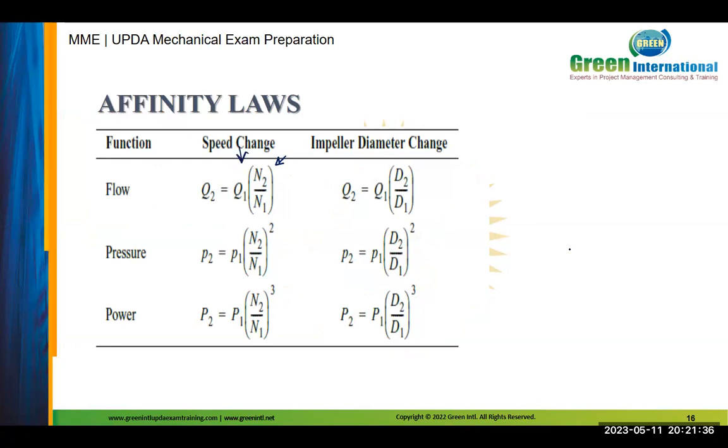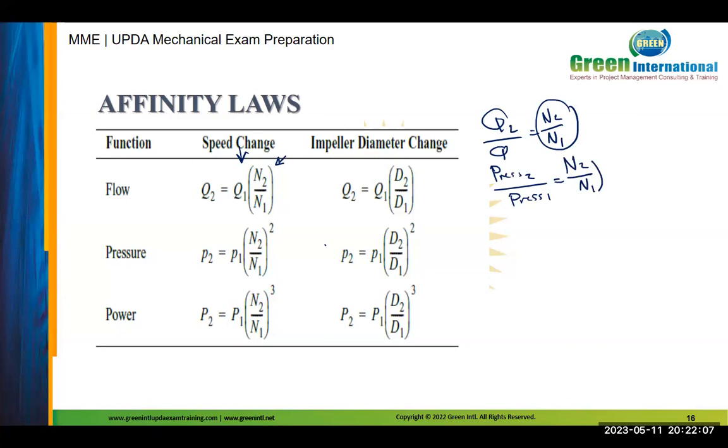Read this please together and we are going to solve it. I wrote the equation here to just try to solve. This is power, so power 2 by power 1 equals N2 by N1 cubed.